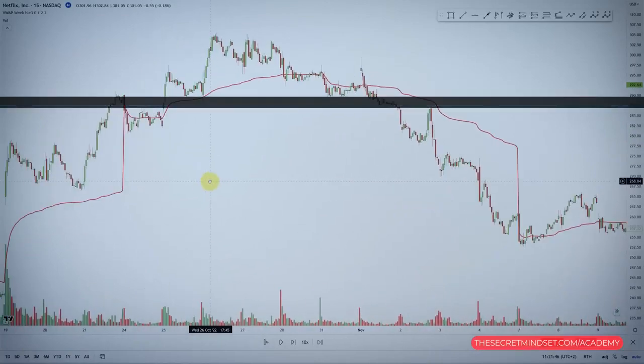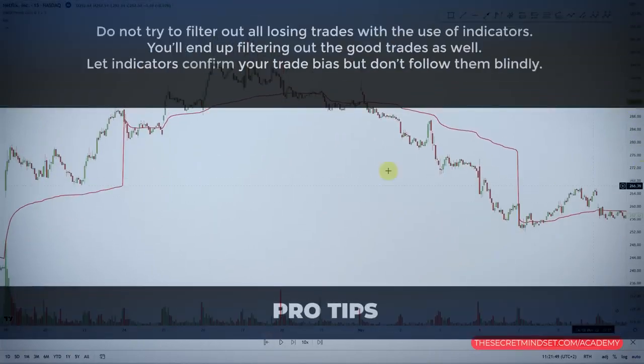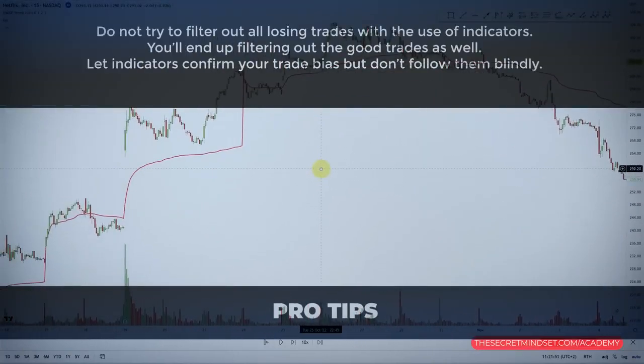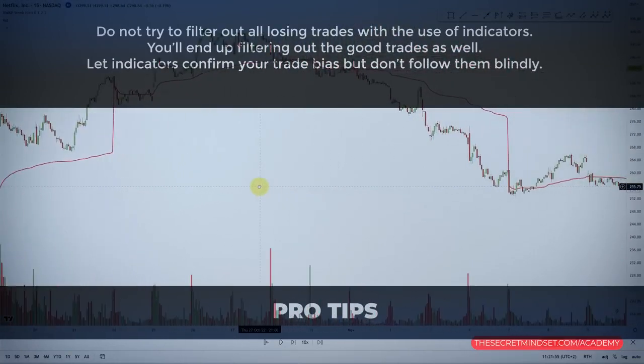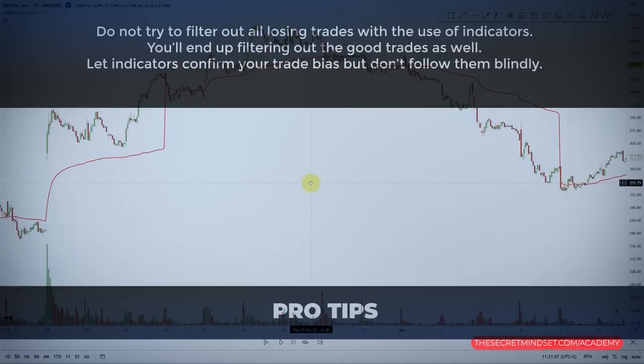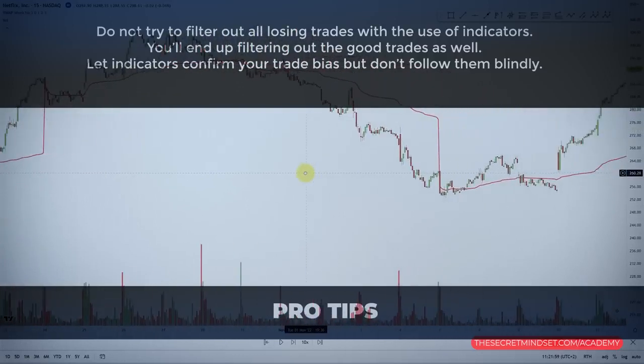And don't try to filter out your losing trades with the use of indicators. You'll end up filtering out the good trades as well. Let indicators confirm your trade bias and don't follow them blindly.